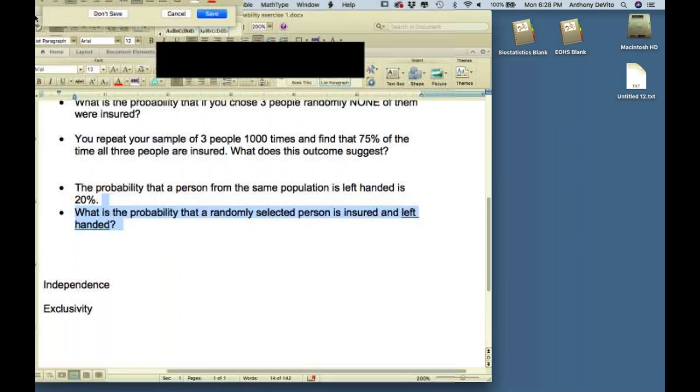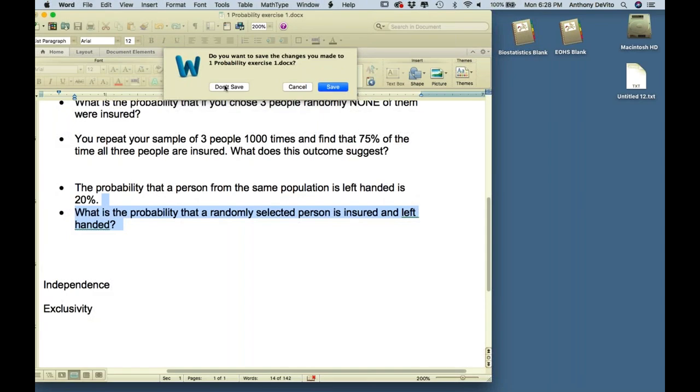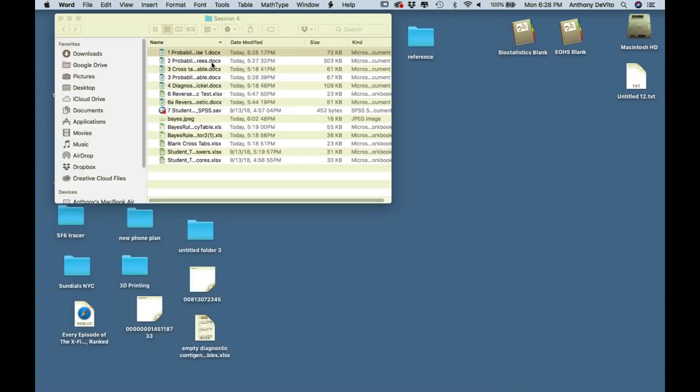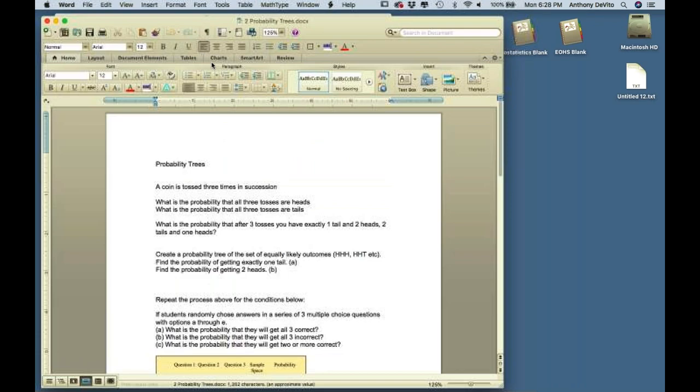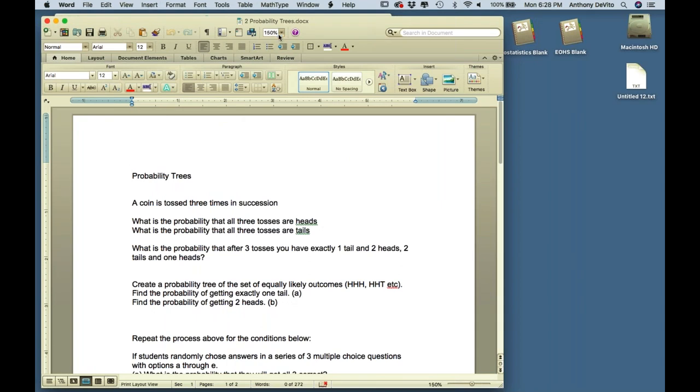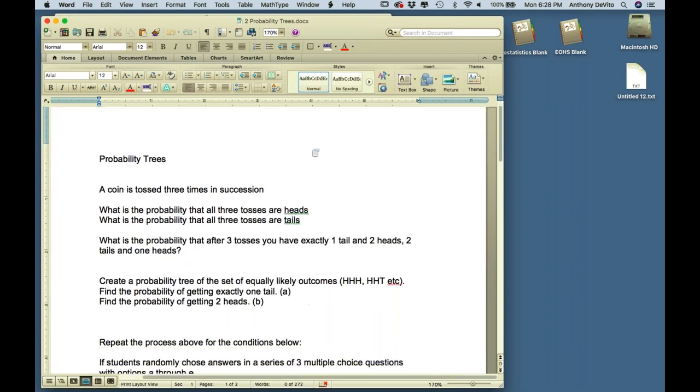So I'm going to move on to another situation here. Okay. Let's make this bigger. Okay, maybe even a little bit bigger than that. Okay, I'm going to go back to my coin.